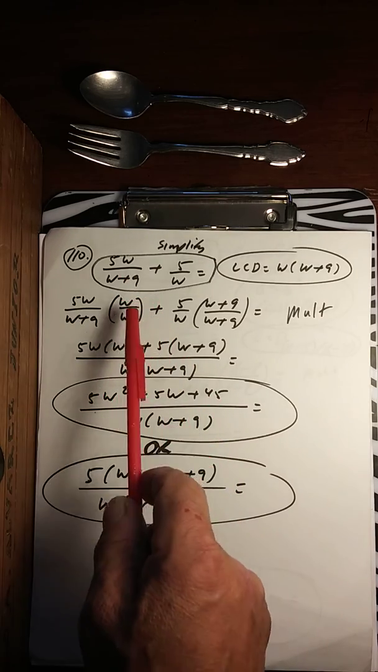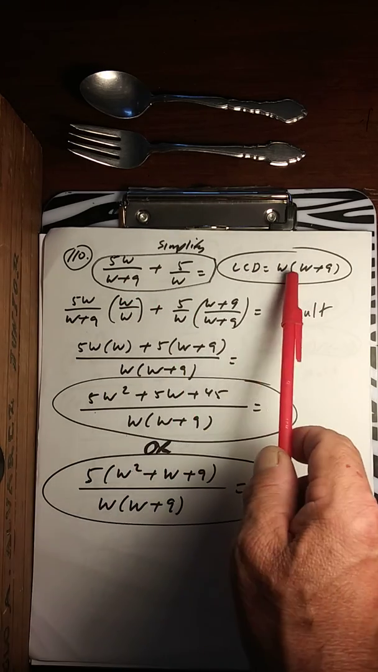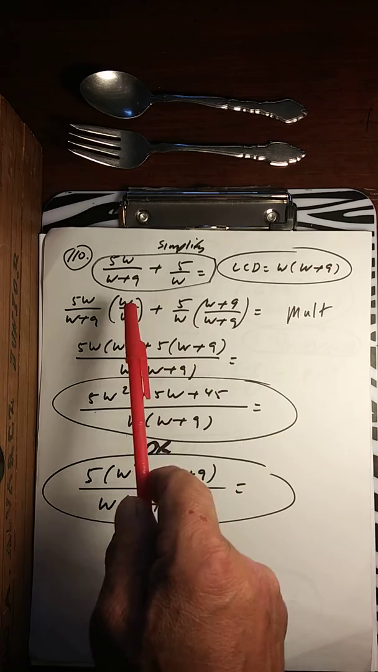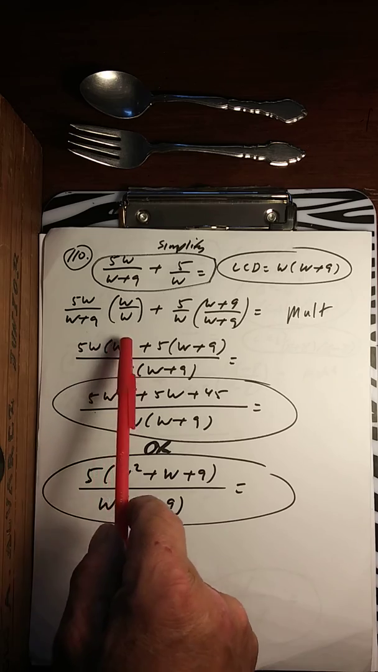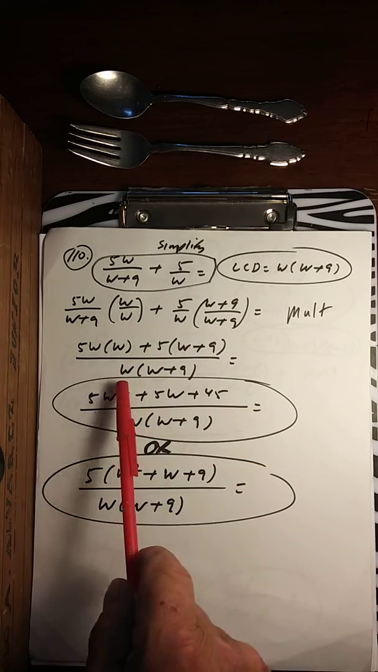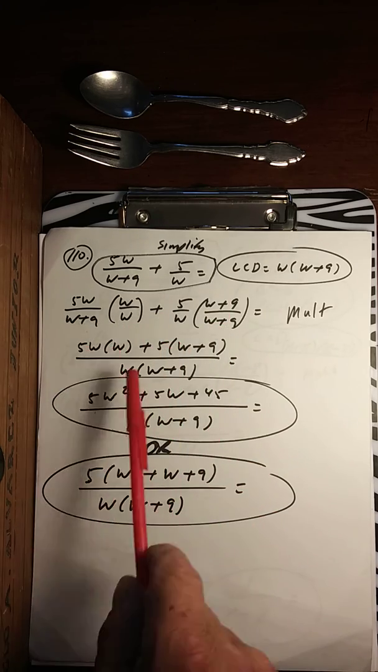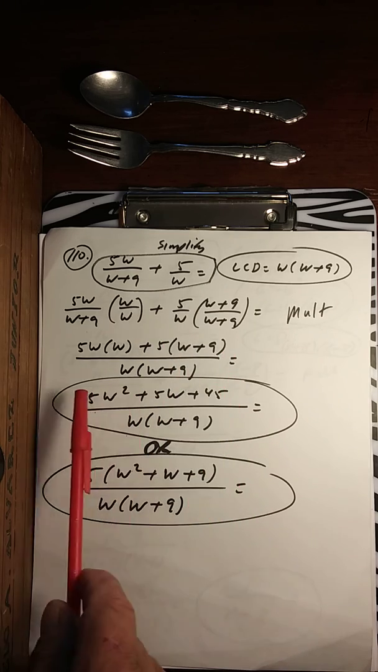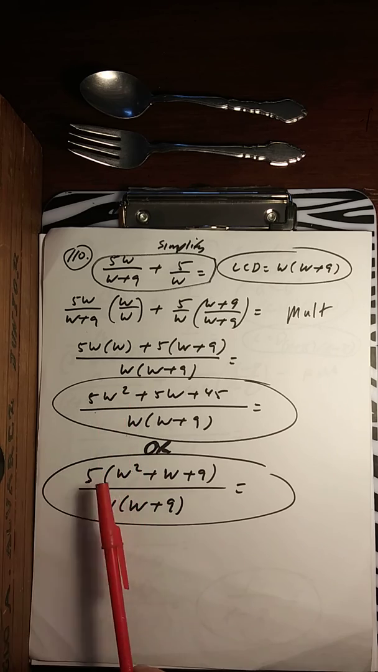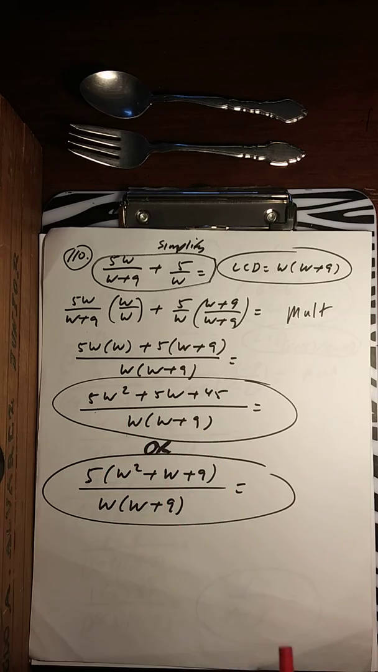Not the same denominator, fix it. LCD is w plus 9, so multiply by w plus 9, w plus 9. So this can be 5w times that, because they're the same things now. And we have 5w squared, 5w plus 45. This one, or you can take a 5 out. 5 times that is this, 5 times that is that, 5 times that is that one.